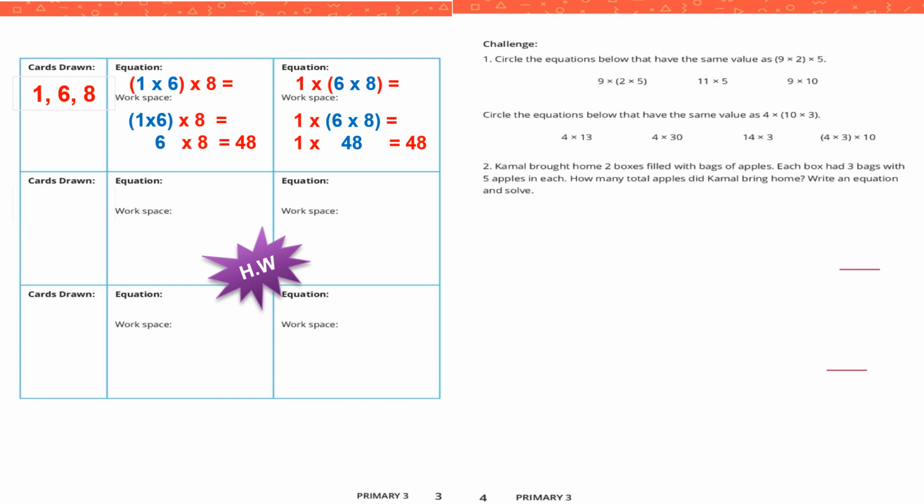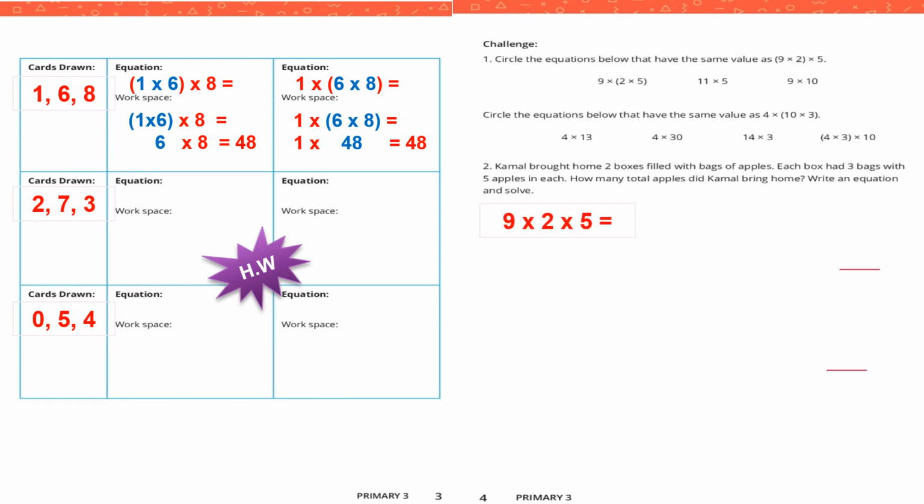The next two cards, I'll give you numbers and you will solve them as homework. Let's move to the challenging part. Number 1, circle the equations below that have the same value as 9 times 2 times 5. We have here 9 times 2 times 5. He wants to know which of these three choices have the same value.